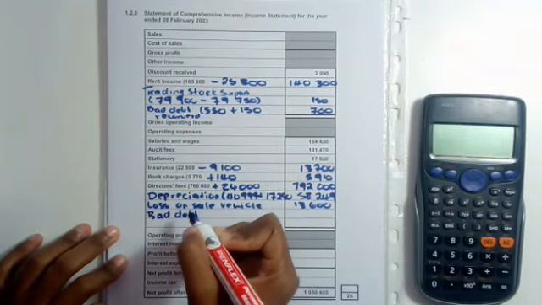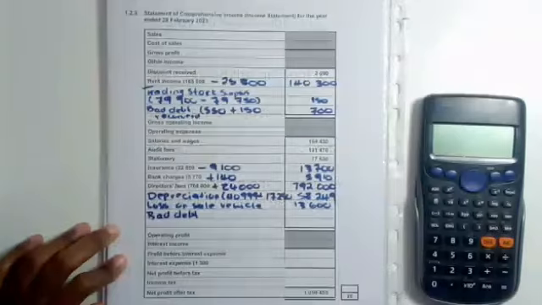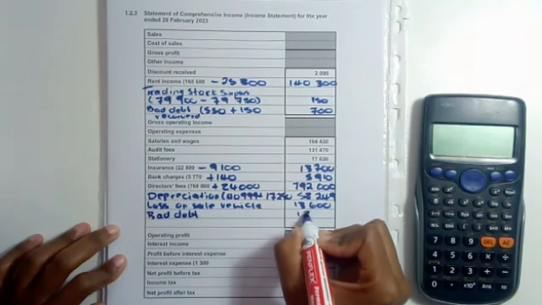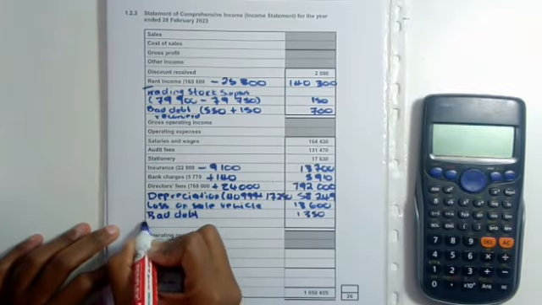In information I, a debtor V Medrick has a credit balance of 1,350 in the debtors' ledger, and it must be transferred to his account in the creditors' ledger. So our bad debt is 1,350. And then we also have provision for bad debts.